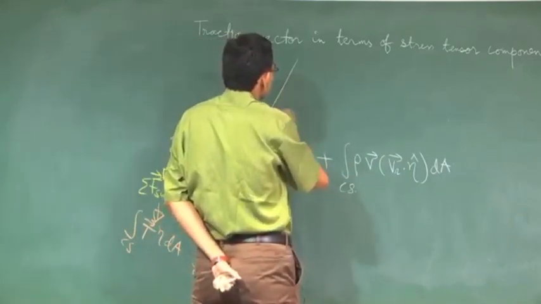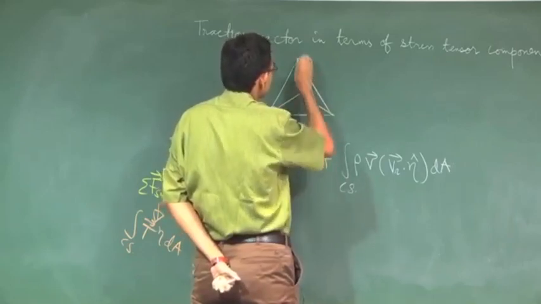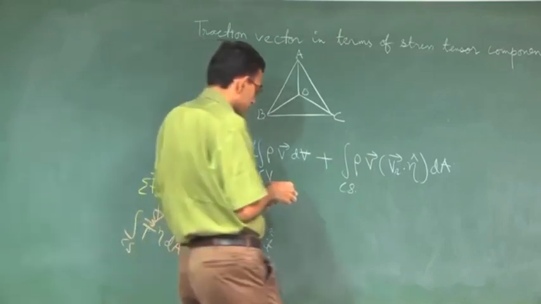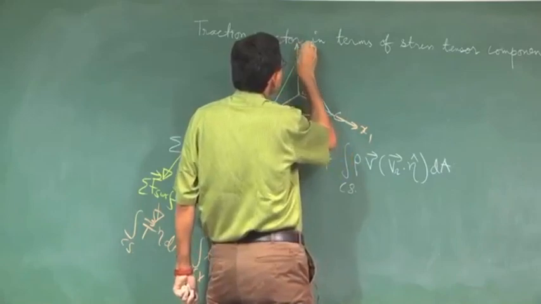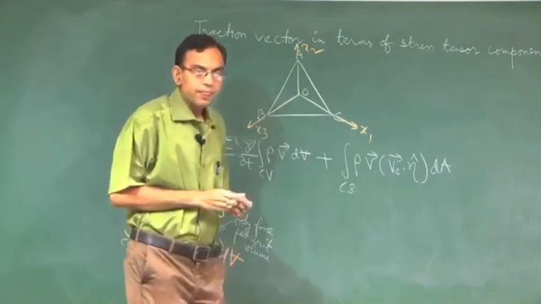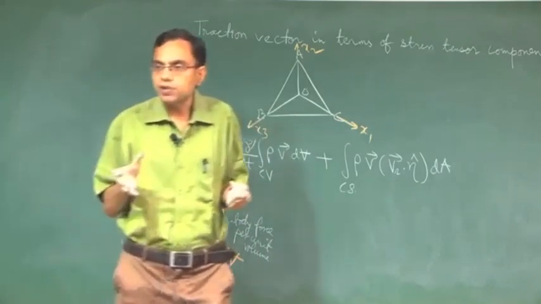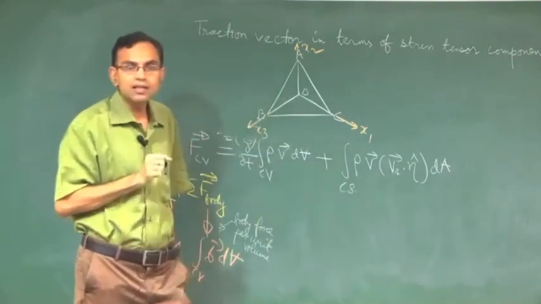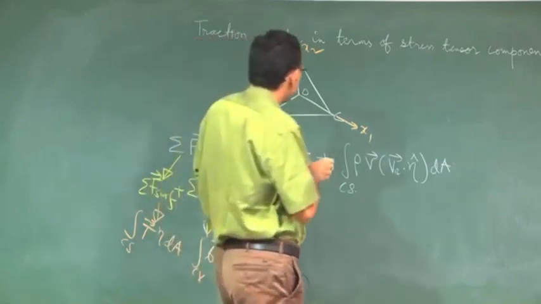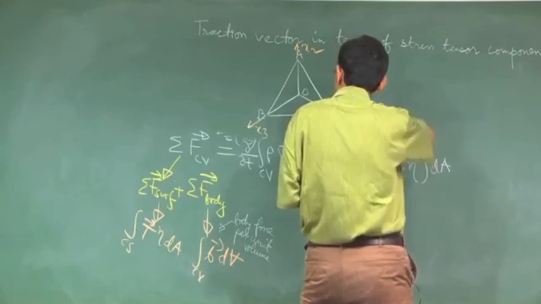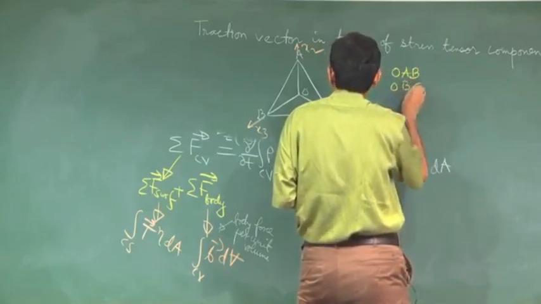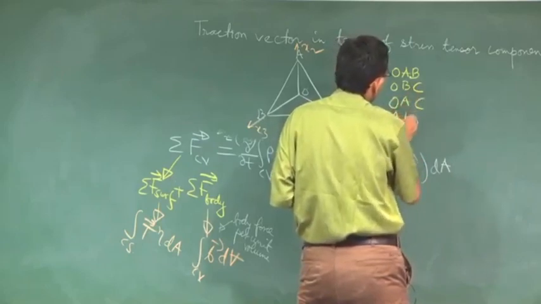So let us say that we take a volume like this, where this is x1 axis, this is x2 axis, and this is x3 axis. So we have 4 faces. Can you say why out of so many possible types of volumes, this type of volume is chosen? The answer is not that straightforward, but if you think deeply, you will recognize that this has 4 faces. What are those 4 faces? So you have OAB, OBC, OAC, and ABC. These are the 4 faces.